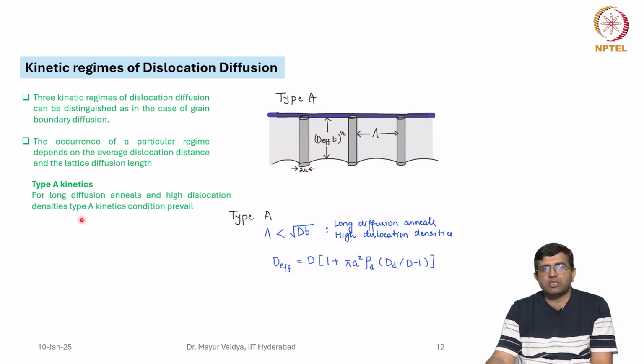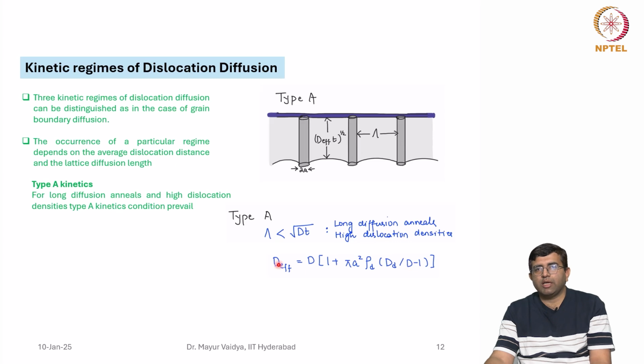This regime is applicable for higher diffusion temperature and higher dislocation densities. This D effective can be written as lattice diffusivity into 1 plus pi a square rho, d of dislocation by d minus 1. If the dislocation density and the lattice diffusivity, let us say, are equal, then you can see it here as well.